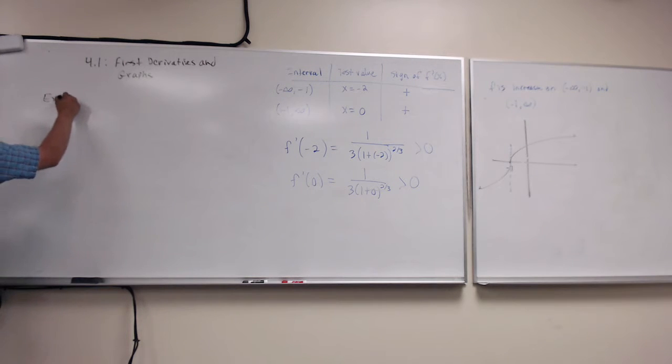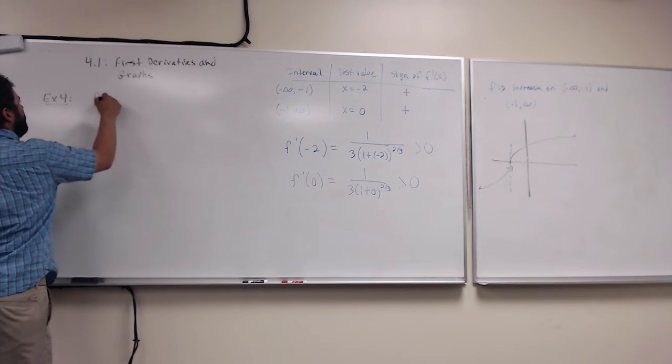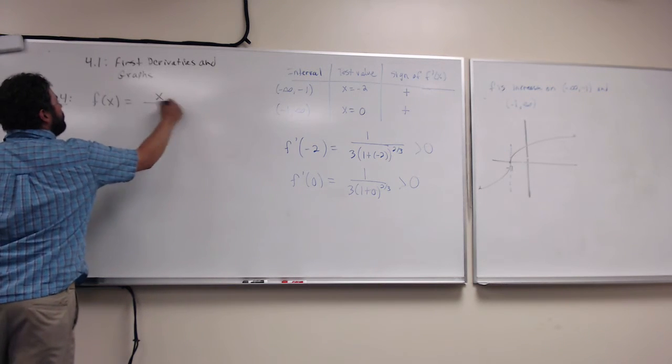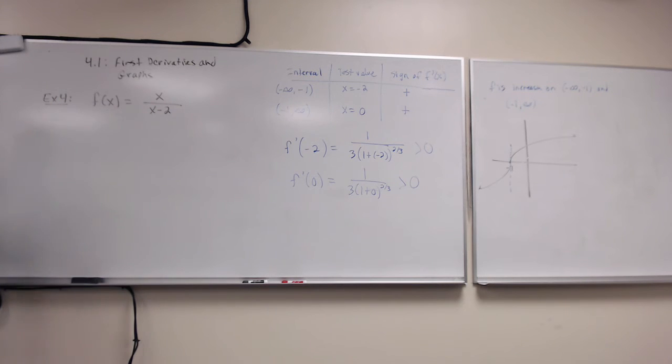So example 4, same thing as the previous question, critical numbers, intervals of increase and decrease. But how about I say f of x this time is x over x minus 2. We're going to find critical numbers, and then we'll find where the function is increasing and decreasing.